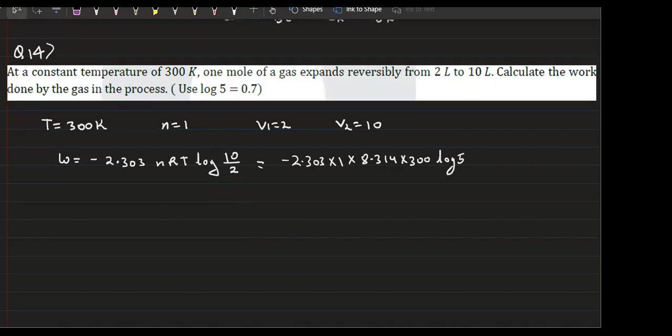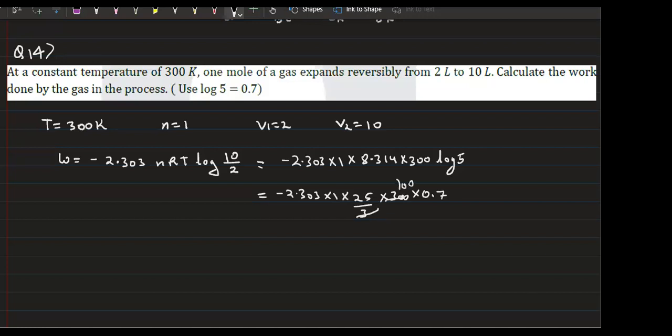Now, there's one thing that you should know about how to solve this problem. The value of R can also be taken as 25 by 3. Got it, everyone? So it will be minus 2.303 into 1 into 25 by 3 into 300 into 0.7. Right? Now it's easy. Can you solve this?